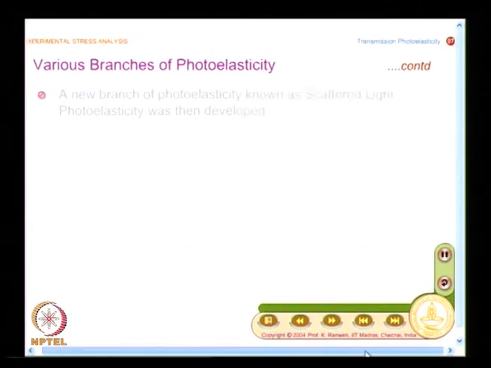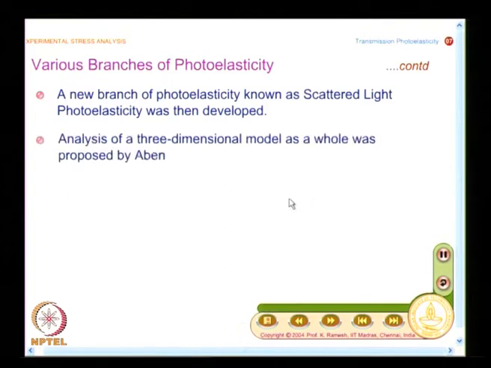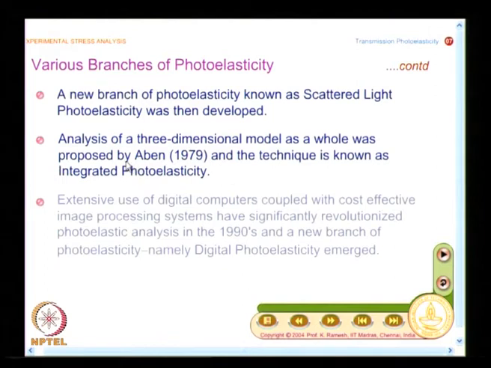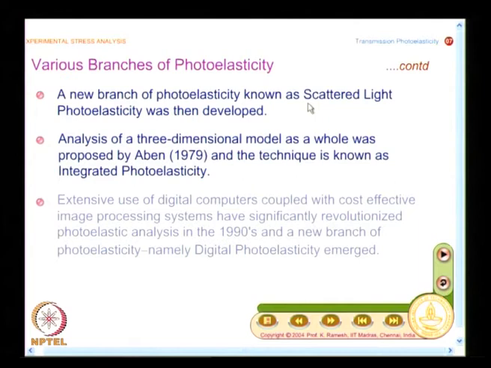Then you also have other developments. Analysis of the three dimensional model as a whole was proposed by Abel in 1979. See, whatever you do, you have to pay a price. The technique is known as integrated photoelasticity. When I want to analyze the model as a whole, I have to pay my price in mathematics. When I do stress freezing and slicing, I have to pay a price in terms of more experimentation, where I have to mechanically slice it, but analysis becomes two dimensional. When you want to remove that restriction, analysis becomes mathematically challenging. So, for three dimensional photoelasticity, you can go for scattered light photoelasticity, you can go for integrated photoelasticity, or the conventional stress freezing and slicing.